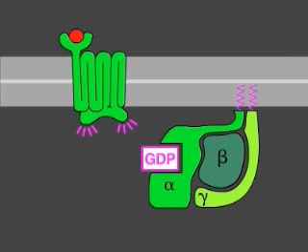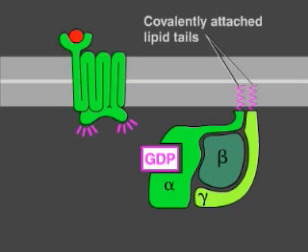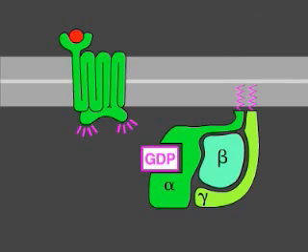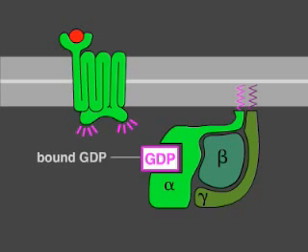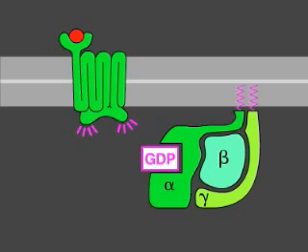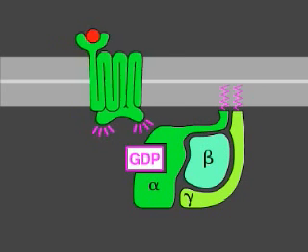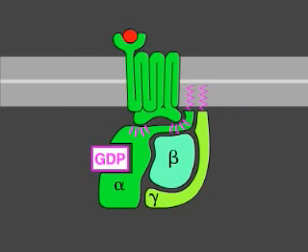Both the alpha and gamma subunits have covalently attached lipid tails that help anchor the G-protein in the plasma membrane. In the absence of a signal, the alpha subunit has a GDP bound, and the G-protein is inactive. In some cases, the inactive G-protein is associated with the inactive receptor, while in other cases, as shown here, it only binds after the receptor is activated.